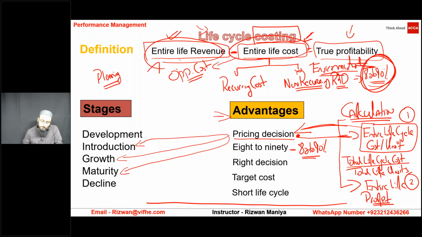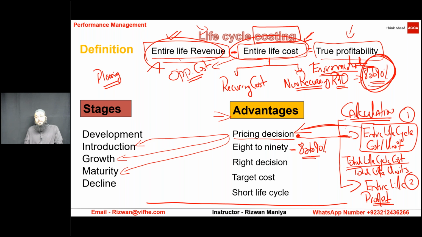Because products like electronic items, like a cell phone. When you make a cell phone, your major cost is incurred in the development phase. So for products whose major cost is incurred in the development phase, life cycle costing is really beneficial, because if your major cost is incurred in the early phase, you are in the best position to reduce the cost in the early stage. If your major cost will be incurred in the early stage, you are in the best position to reduce that cost in the early stage as well.